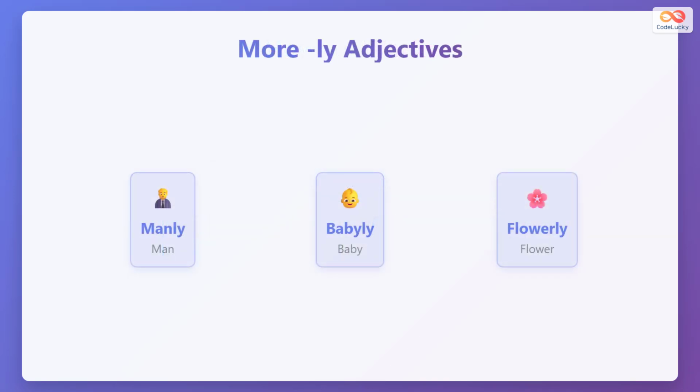Here are more common ly adjectives. Manly comes from man and describes masculine qualities. From baby, we get babyly, meaning like a baby. Flowerly comes from flower and describes something flowery.